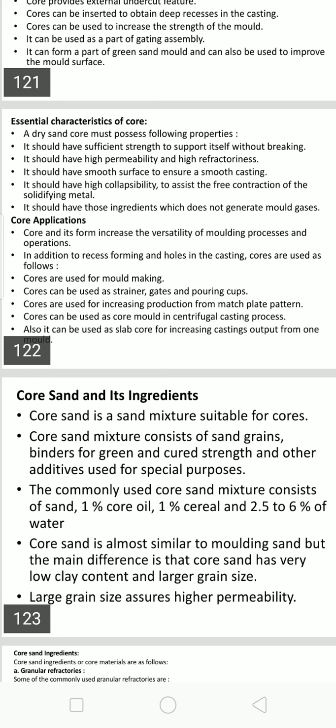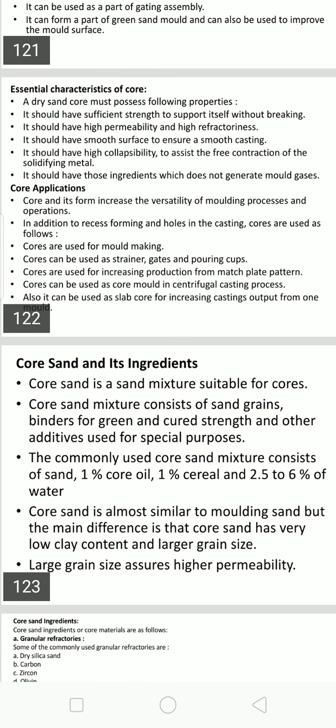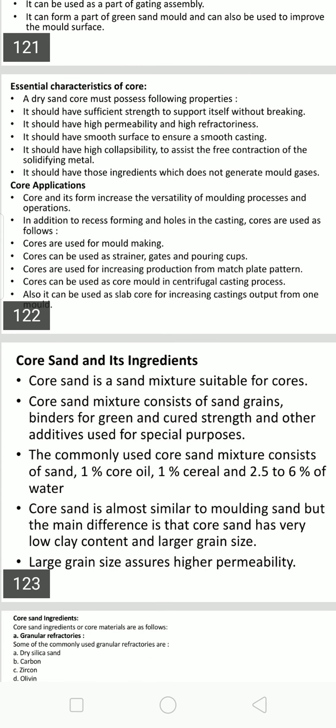Cores are used for mold making. Cores can be used as strainers, gates, or pouring cups, to filter the molten metal before it enters the mold. Then, cores are used for increasing production from a match plate pattern, because if you produce both molds at a time and fix the cores, both can be produced at a faster rate.